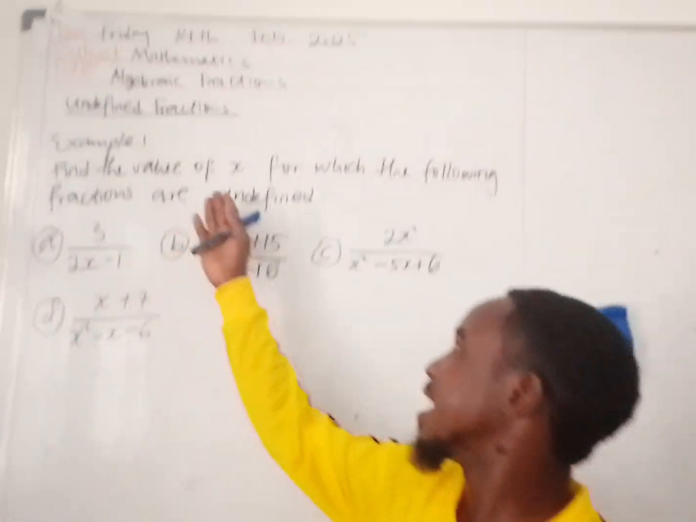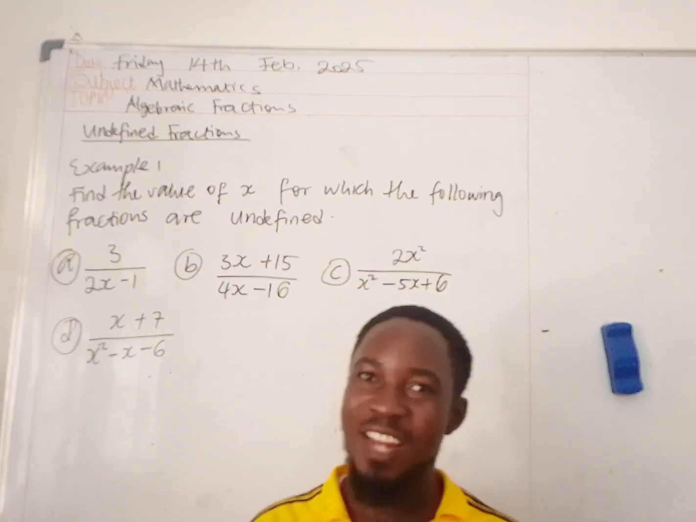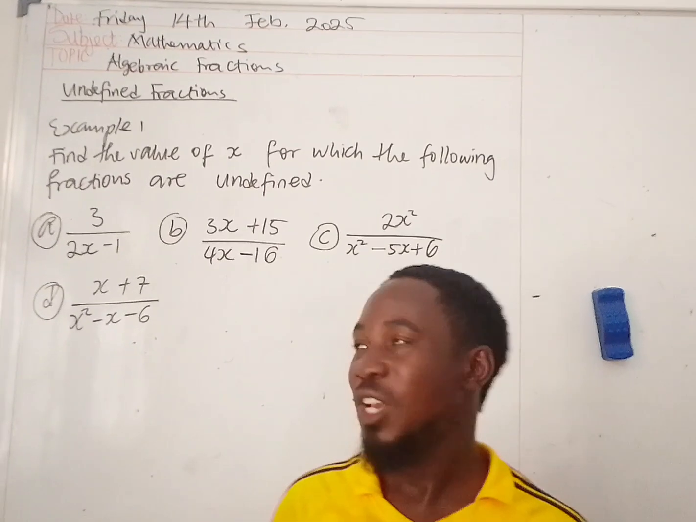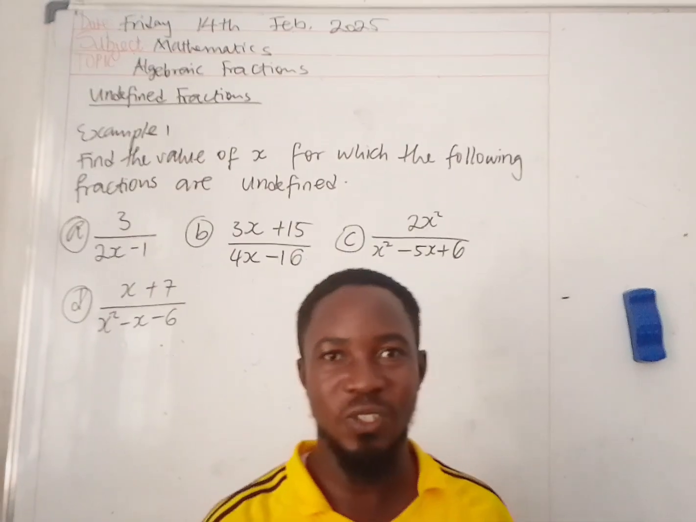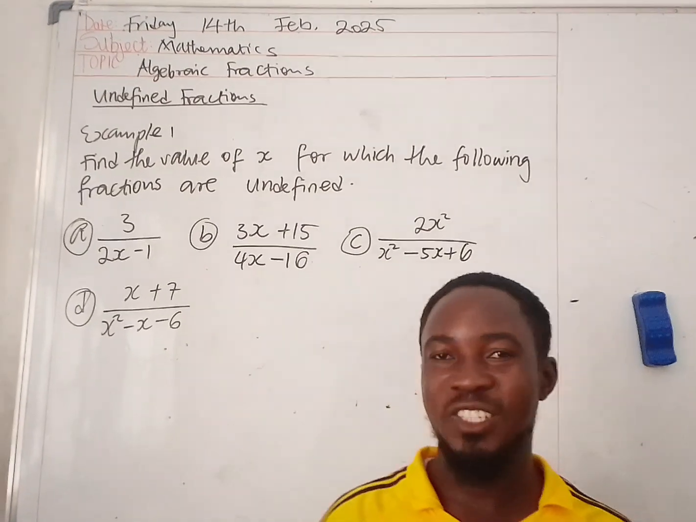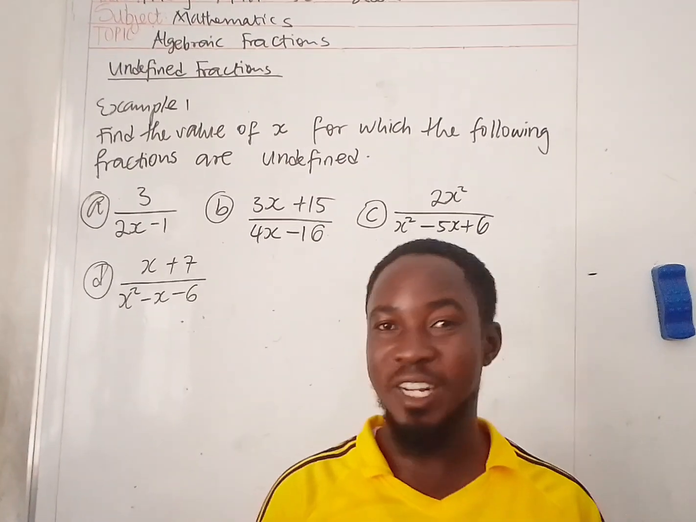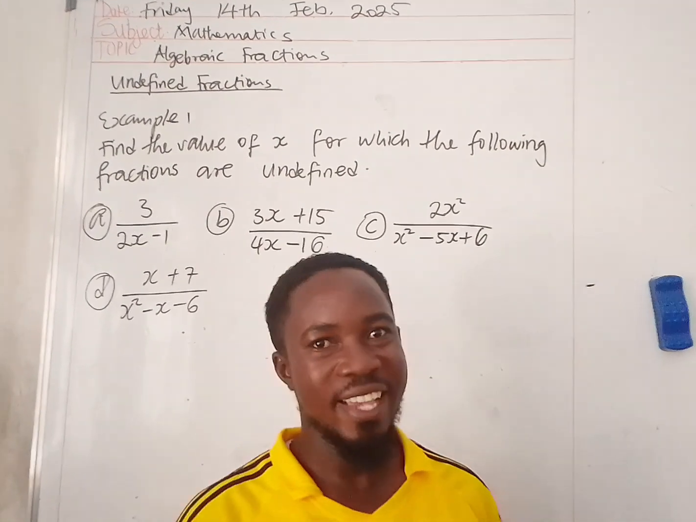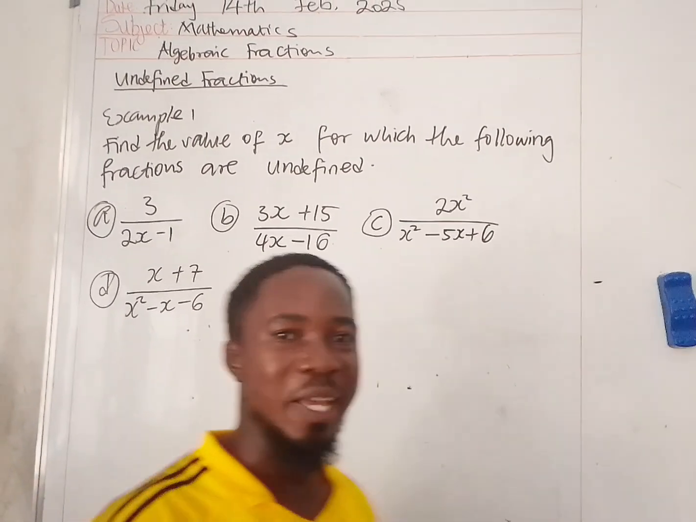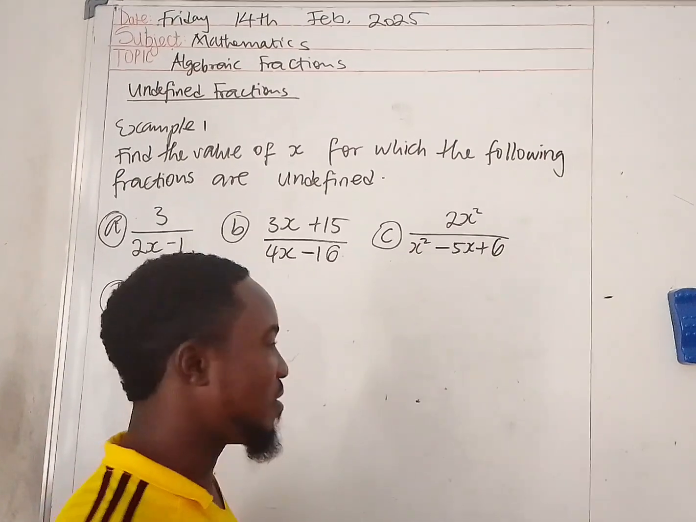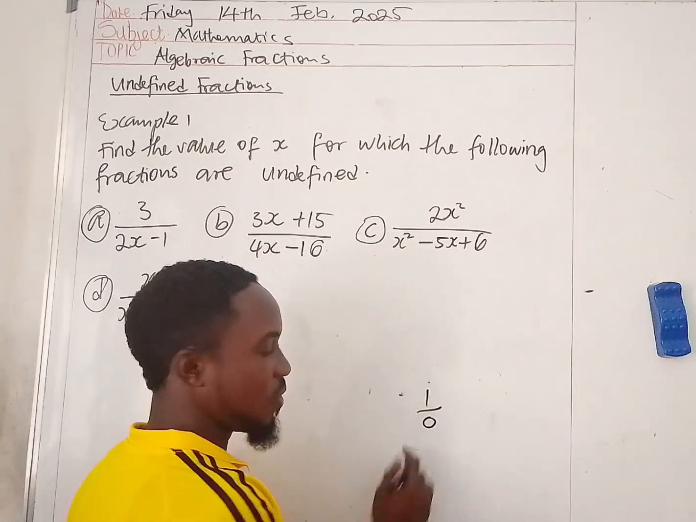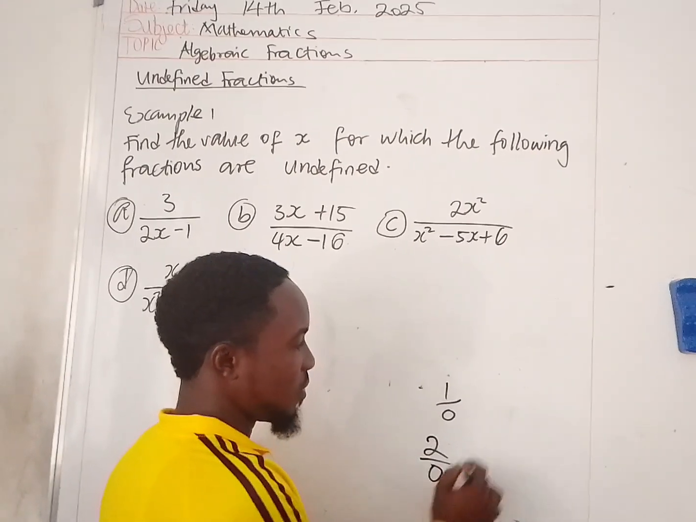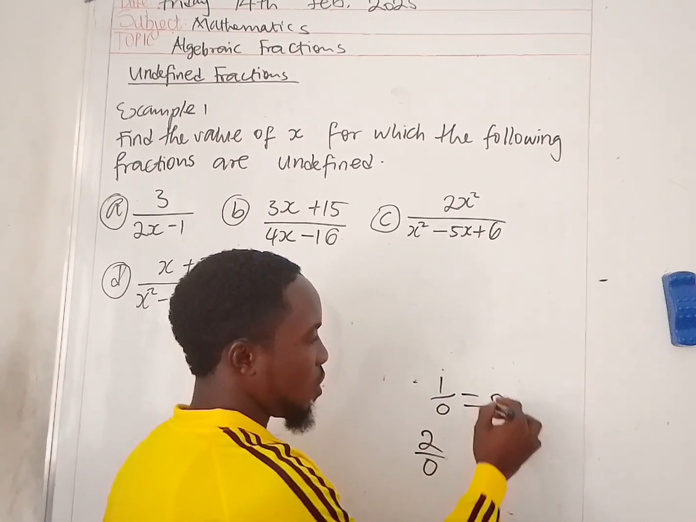Today, we'll be looking at algebraic fractions. And under these algebraic fractions, we'll be looking at undefined fractions. Now, what are undefined fractions? Undefined fractions are fractions whose denominator is 0. This is what I am talking about. For instance, you have a fraction like 1 over 0, 2 over 0. They are all equal to undefined.